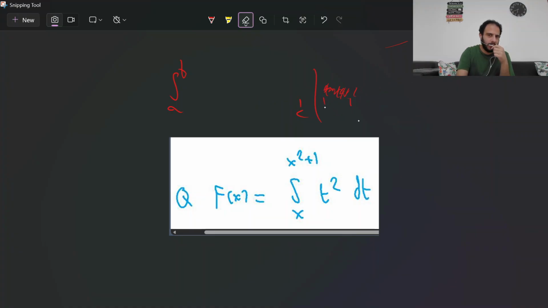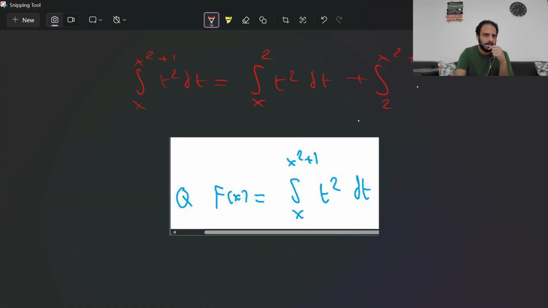So this is the idea. We will put a constant now to make it similar to the fundamental theorem. So here in our problem you have what? You have integral x to x squared plus 1 of t squared dt. Choose any number you want. 2. Okay. You can write this as integral x to 2 of t squared dt plus integral 2 to x squared plus 1 of t squared dt. This is the same. No problem.